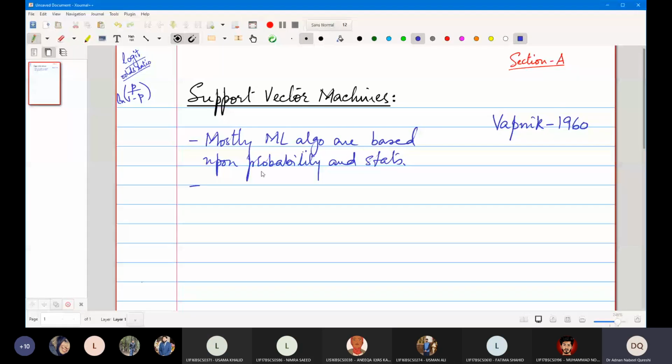Now, Vapnik wanted to use geometry in some way so that classification problems could be handled. So he came up with the unique idea of support vector machines. As we will see, it is based upon geometry.